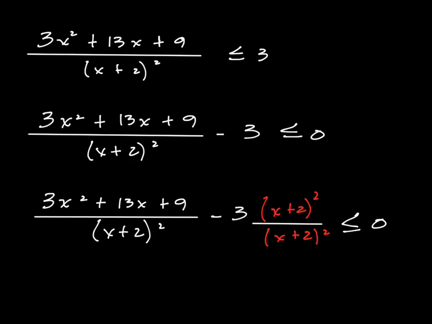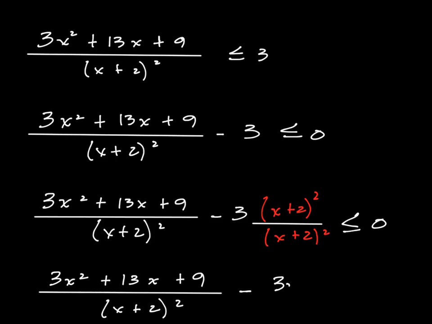The next thing will be to expand the right side and then combine our like terms. So (x plus 2) squared is x squared plus 4x plus 4. When we multiply that by negative 3, we get negative 3x squared minus 12x minus 12, all divided by (x plus 2) quantity squared, and it still has to be less than or equal to 0.